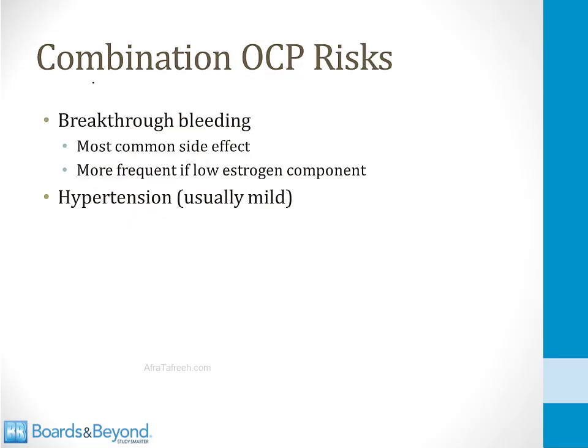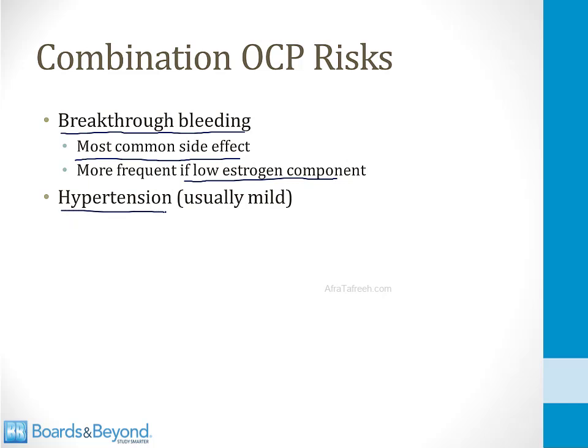There are a number of side effects and adverse events that can occur in women taking oral contraceptive pills. The first one is breakthrough bleeding. This is the most common side effect. I told you before that this can occur with progestin-only pills. It can also occur with combination pills. It's more frequent if the amount of the estrogen component is low. Different pills have different amounts of estrogen and progestin components. If the estrogen component is low, women are more likely to experience breakthrough bleeding.